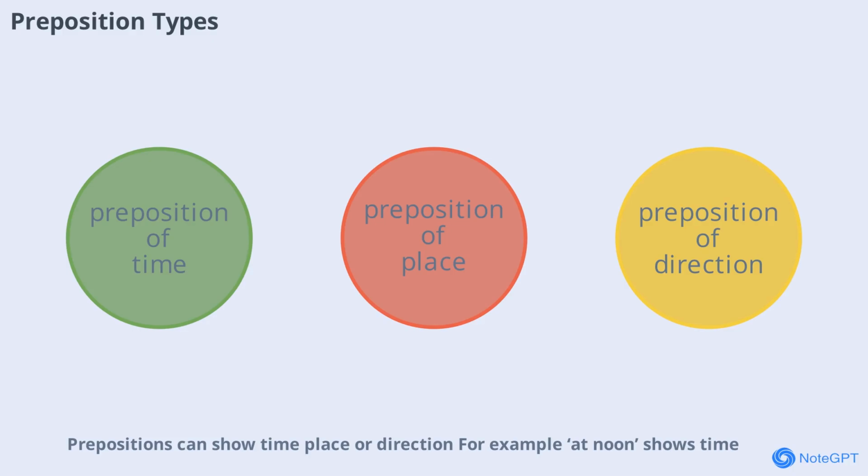Prepositions can show time, place, or direction. For example, at noon shows time, on the table shows place, and into the room shows direction. Understanding these types helps you use prepositions accurately in your sentences.